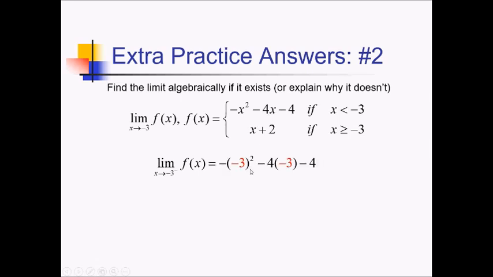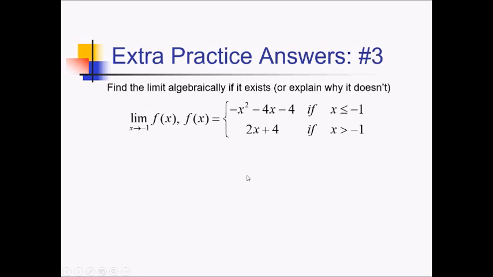So going through here and just using a little PEMDAS, we've got -3 squared is 9, but that's becoming negative because of that negative out there. So we have -9 plus 12 is going to be 3. Minus 4 gives us a grand total of -1. Next, limit as x approaches -3 from the right side. Now we're using this second rule here, the greater than -3 rule. So that's going to be -3 plus 2, which comes out to -1. Since we get -1 on both of these, the two-sided limit then is also going to be -1.